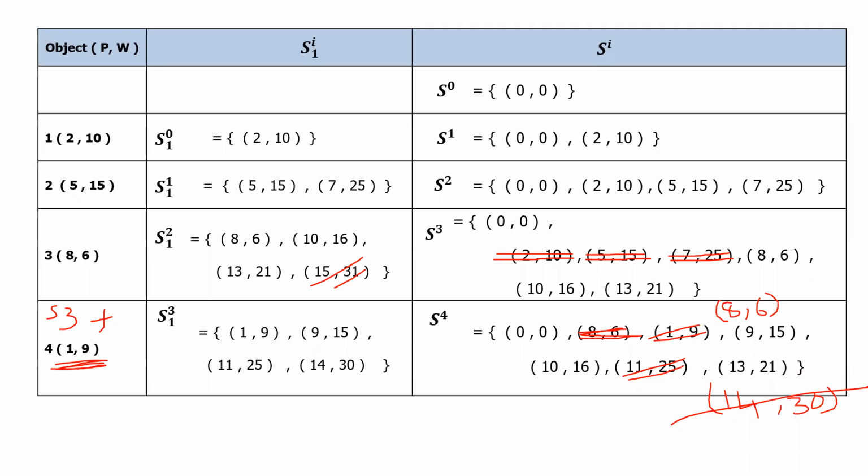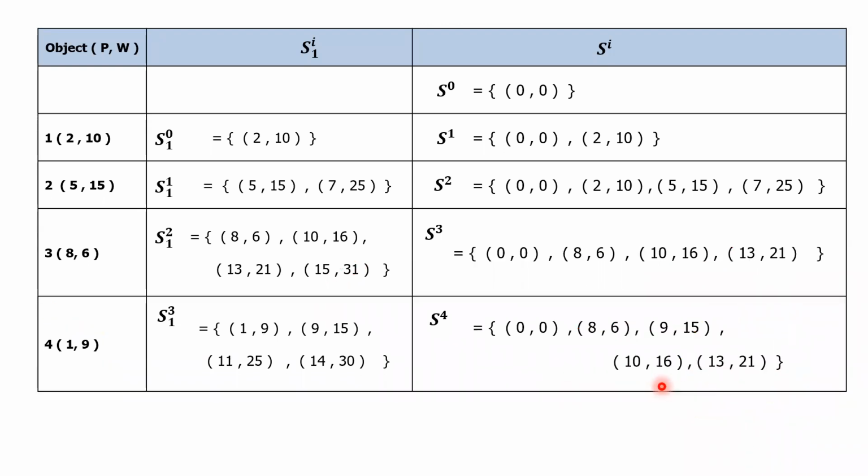Now when I remove 11, 25, these two are becoming adjacent. 10, 16, 13 and 21 are becoming adjacent. So I'll have to compare these two. If they're satisfying, I'll not purge. So finally, once this entire process is completed, this is the table that you have formulated. That is, you have formulated these sets.